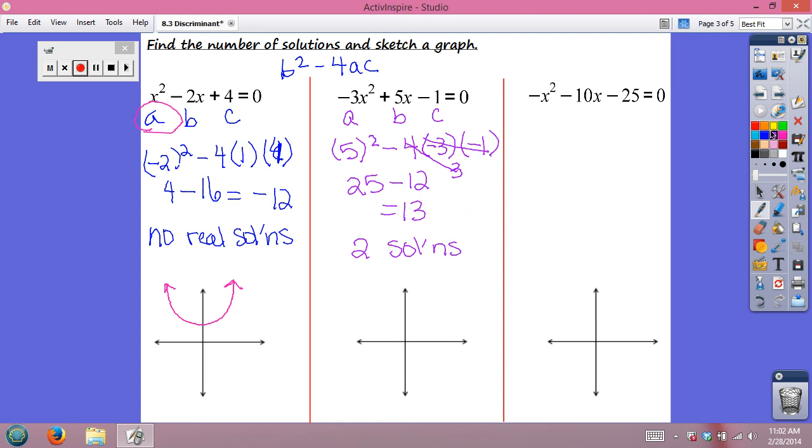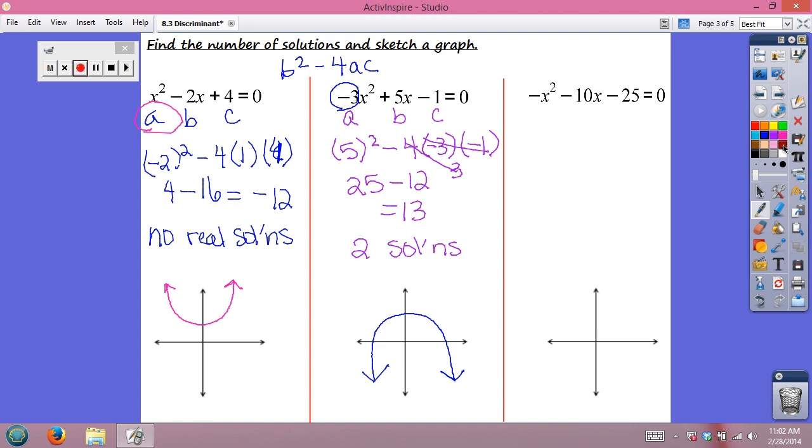Let's take a look at our a value before we sketch. We see that our a value is in fact negative, so we want this graph to be pointing down, but we also know it has two solutions, so it's going to touch the x-axis twice. So if it's pointing down and we're touching the x-axis twice because we have two solutions, our sketch is going to look like this.